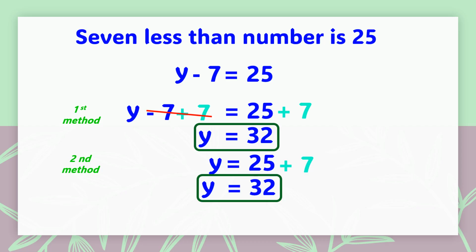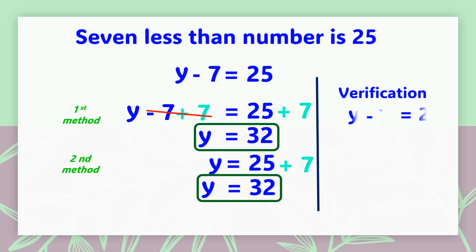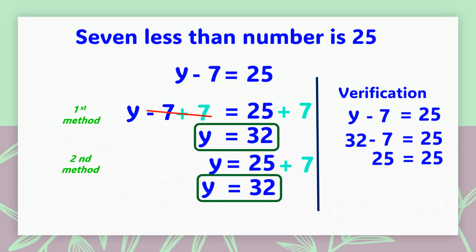Let us verify our answer. Verification. Y minus 7 is equal to 25. Replace y by 32. 32 minus 7 is equal to 25. 25 is equal to 25. We got the same answer on both sides.